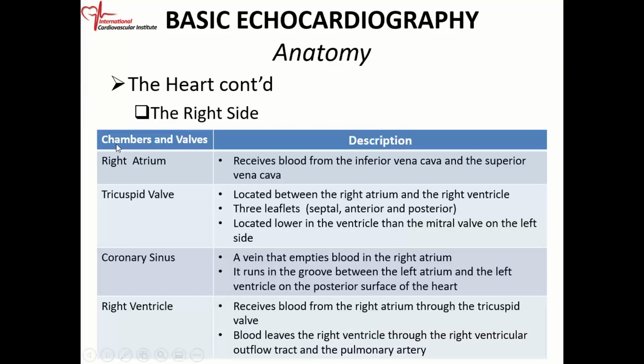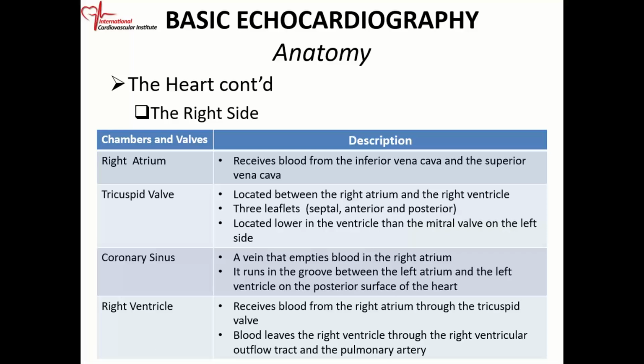So if we quickly look at the anatomy of the heart. The right atrium receives blood from the inferior vena cava and the superior vena cava. The tricuspid valve, which is located between the right atrium and the right ventricle, has three leaflets. There's a septal leaflet, an anterior leaflet, and a posterior leaflet. And when we do echoes, we'll actually see these leaflets and we can name them.